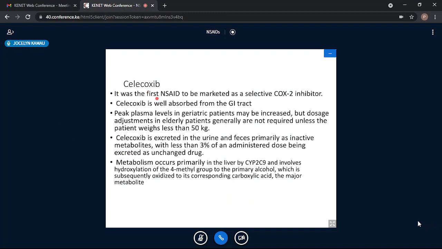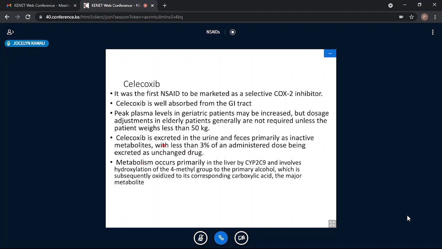So we are looking at celecoxib. It was the first non-steroidal anti-inflammatory to be marketed as a selective COX-2 inhibitor. In other words, in this class, celecoxib is a prototype. It is well absorbed from the GIT. Peak plasma levels in the elderly may be increased, but dosage adjustments in elderly patients generally are not required unless the patient weighs less than 50 kg. So it is well accepted even in the elderly.